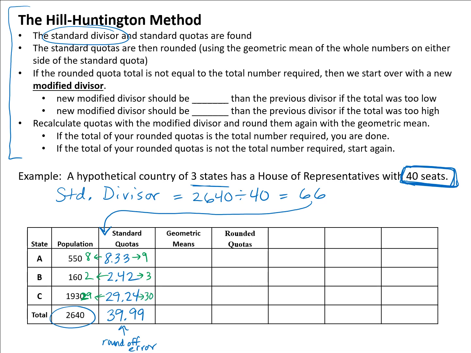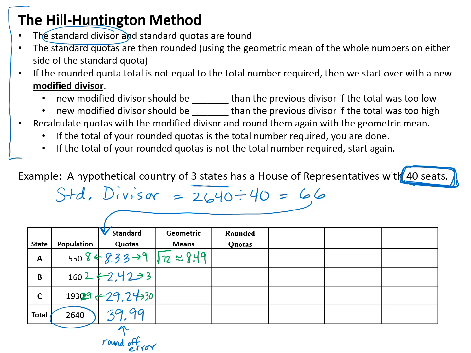And what we're going to do to find the geometric mean is multiply those two numbers together, 8 times 9, and then square root it. So in this first one, we're going to get the square root of 8 times 9, which is 72, which is equal to 8.49. Now, I don't have a whole lot of room here, so I'm kind of talking through it and writing some of it down. But on the next ones, let's just go ahead and do that again.